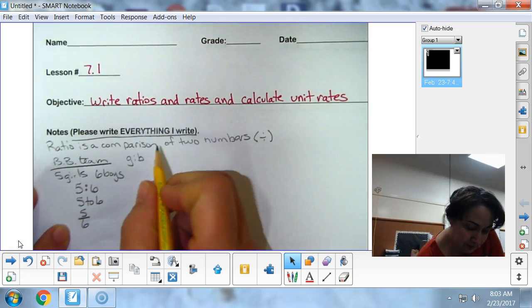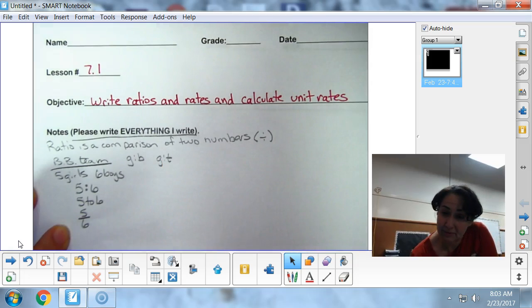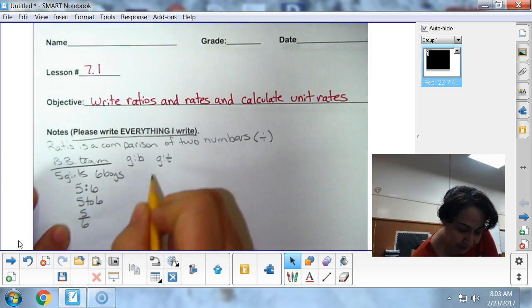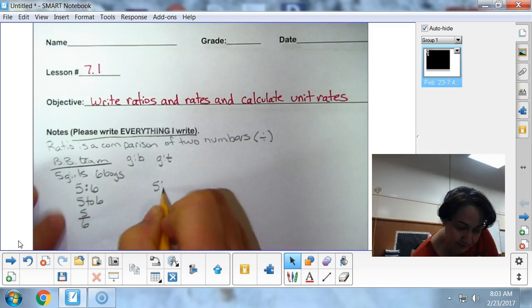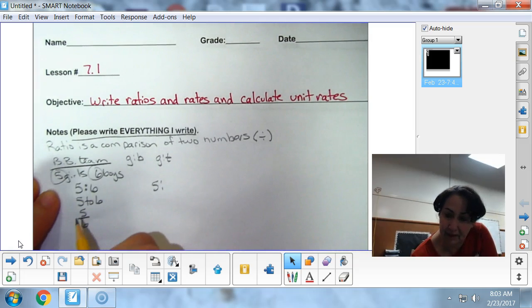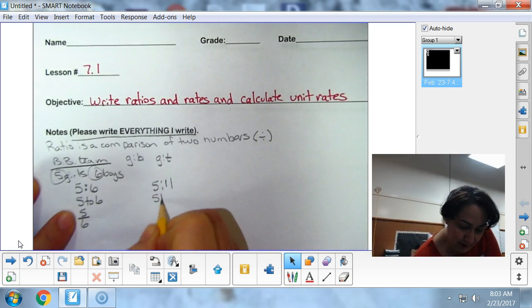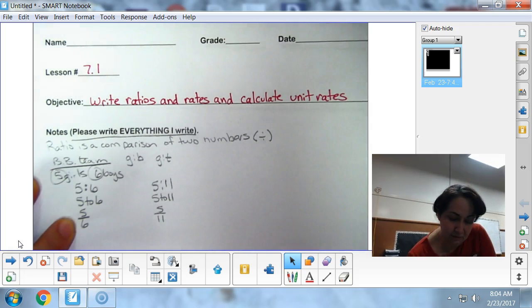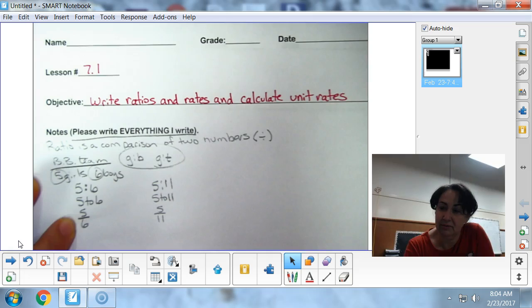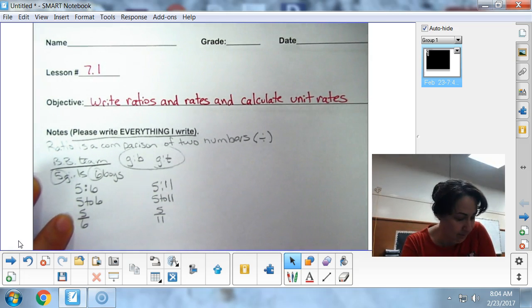If I wanted to do girls to total members on the team, that would look different. It would look like 5 to total on the team. I have 11 players total. So it would be 5 to 11, 5 to 11, or 5 to 11. So be cautious of what they ask you for and make sure that you put it in that same order.